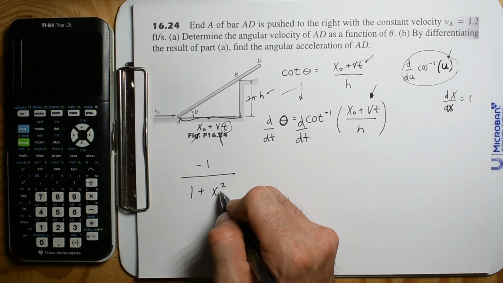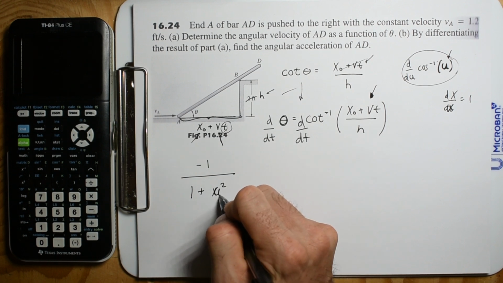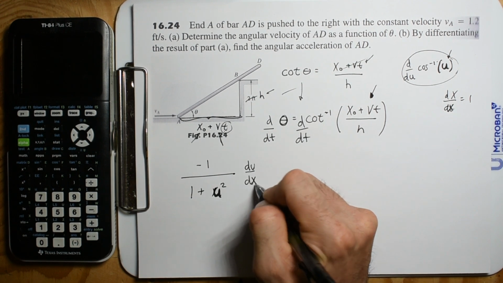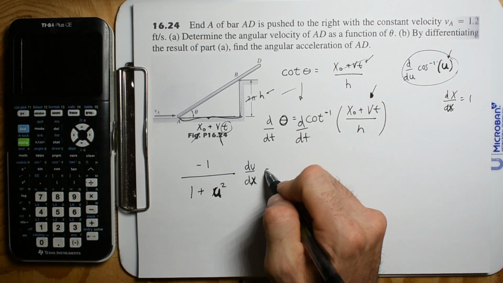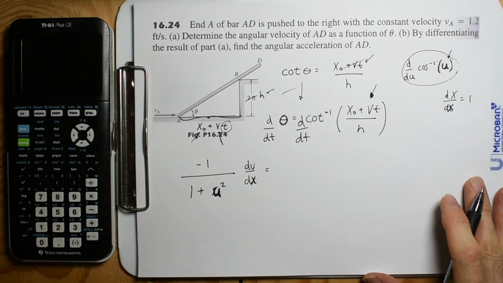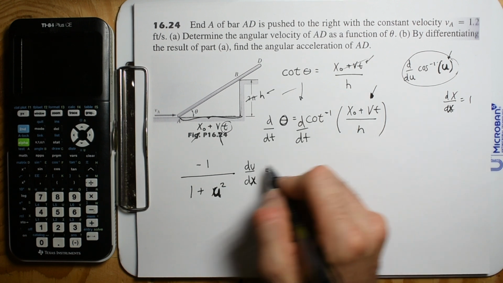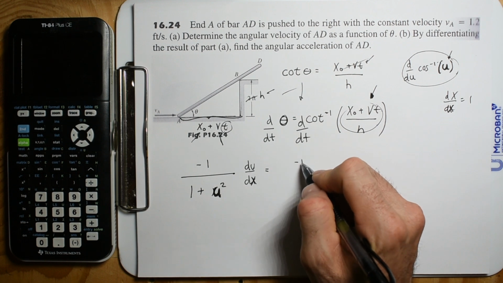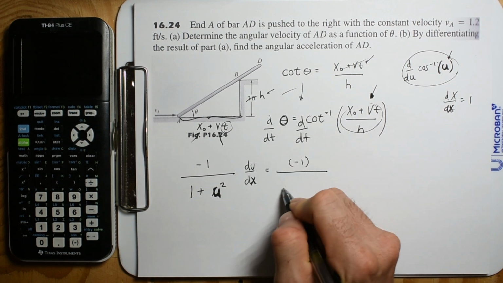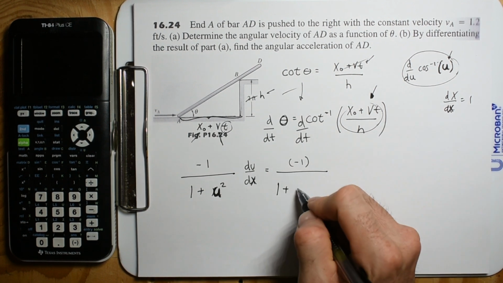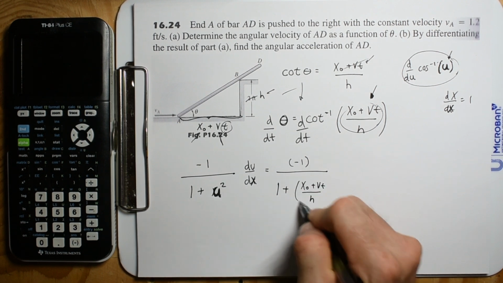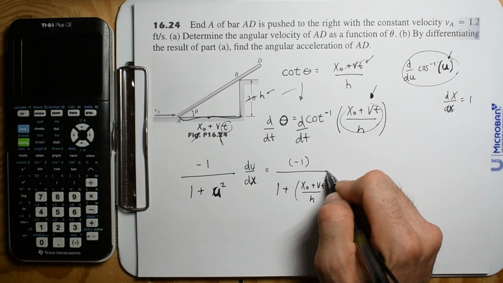But to do this, your u is going to be right here for your x, and then you're going to have du dx. Just to spell it out in words, cool. So just throw this in for your u. Let's do that, negative 1. I'm going to set this up as a product just like that: 1 plus x naught plus v of t divided by h, and then I'm going to square that. Cool.